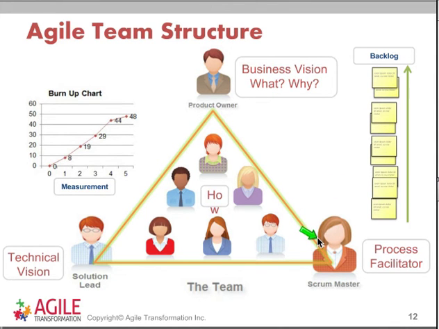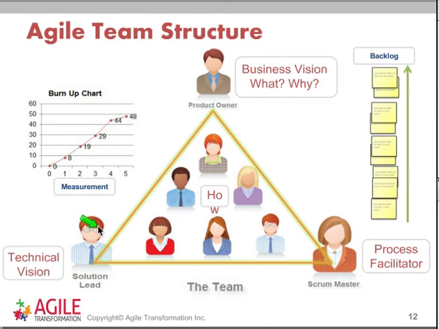Then we have the Scrum Master. The Scrum Master is the process facilitator. They're the ones that make sure that the team is focused on the right things. They facilitate the daily meetings, the planning meetings. They remove impediments. A lot of that day-to-day task management kind of comes right over here.